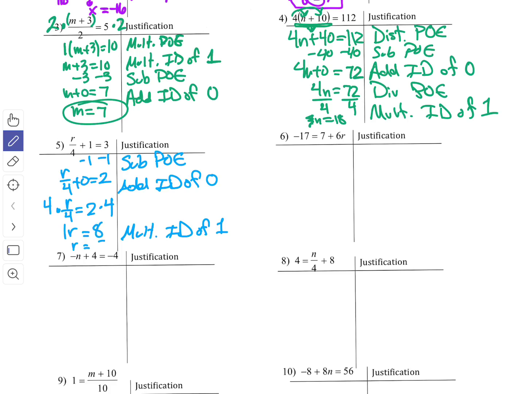2 times 4 is 8, and so we use the multiplication property of equality, and we get our answer equals 8.